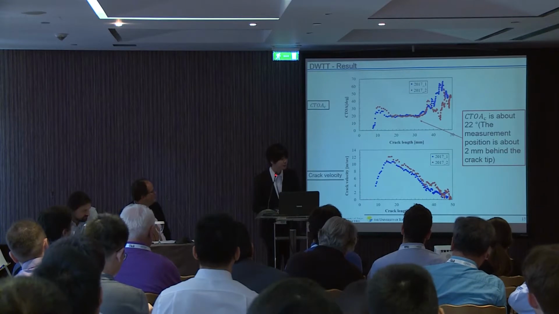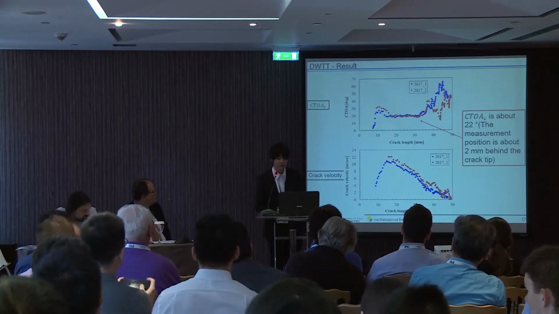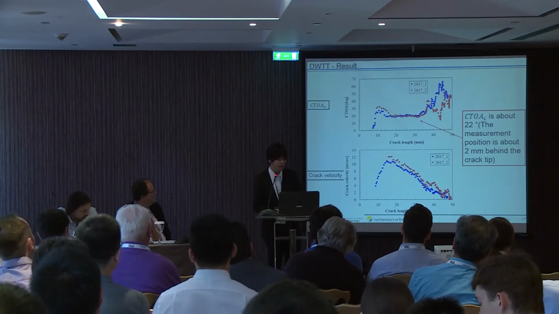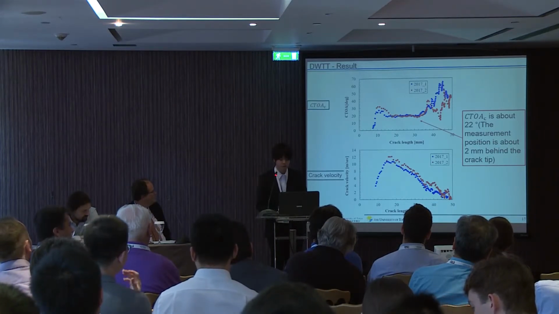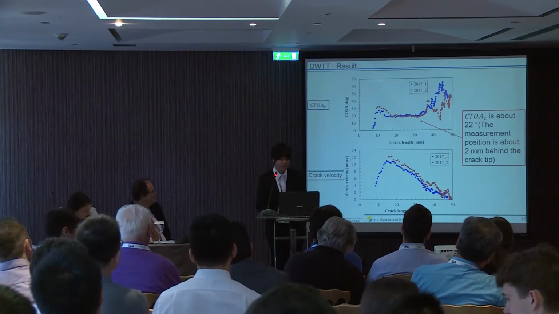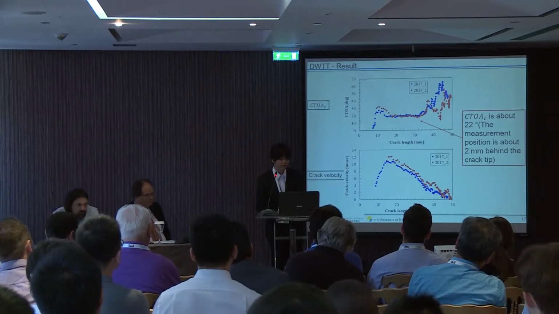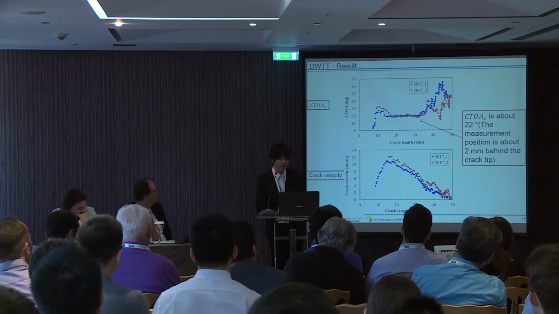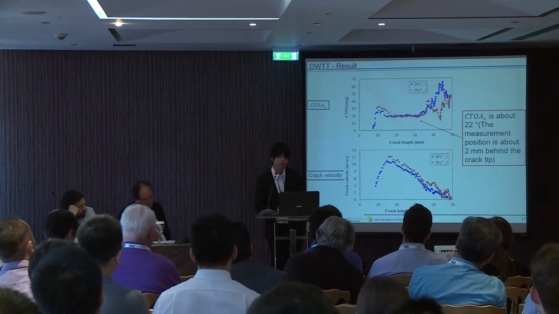This is the result. CTOA is about 22 degrees. The measurement position is about 2 mm behind the crack tip. The steady state was realized at crack length of about 15 to 32 mm. While this, crack velocity changed from 10 meters per second down to 4 meters per second.